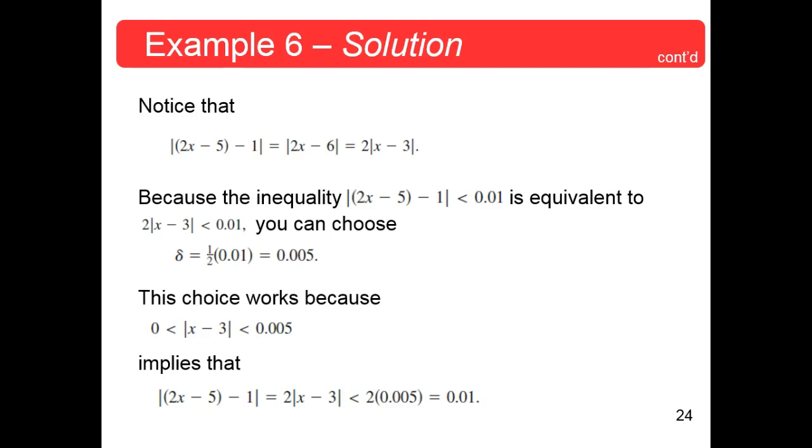So this choice works because you can make 0 less than this, but just not allow x to equal 3. So then 0 would be less than that, and this thing, because of this, would be less than 0.005. So therefore, you found your delta, and that implies that everything else is true. And really, it's very circular. You're going back, plugging this in, and showing that it indeed is less than your epsilon to begin with.